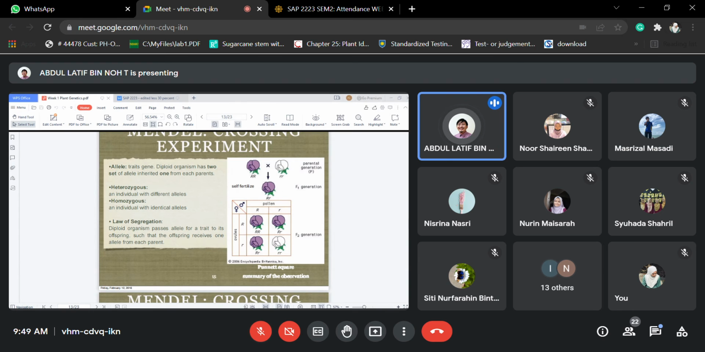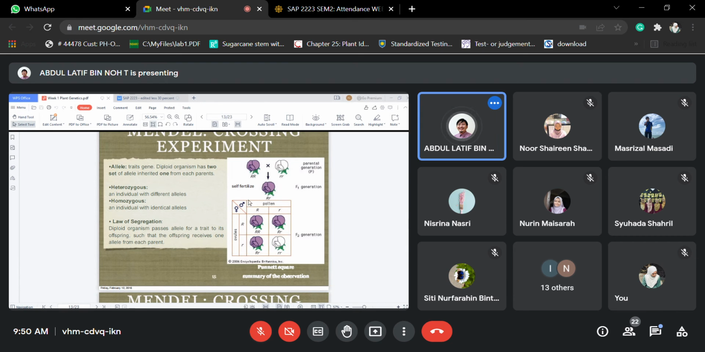So the first law of segregation is that diploid organisms pass alleles for a trait to their offspring such that the offspring receive one allele from each parent, right? The parents will pass on their inheritance by providing one of their alleles to their offspring. Like this one gives capital R, this one gives small r. It will get them. So this is what happened. Alright. So this is the first law of segregation. Diploid organisms pass alleles for a trait to their offspring such that the offspring receive one allele from each of the parents.